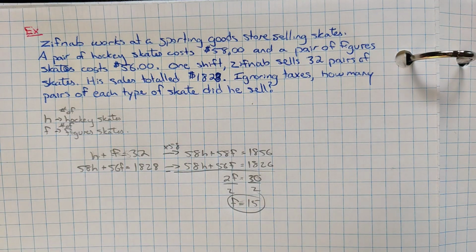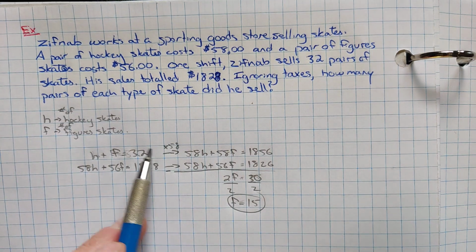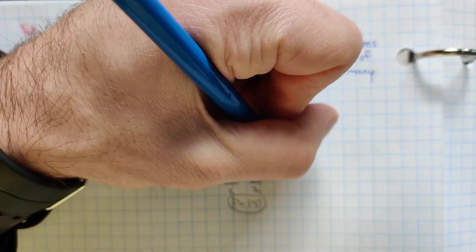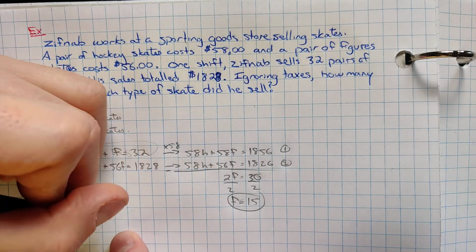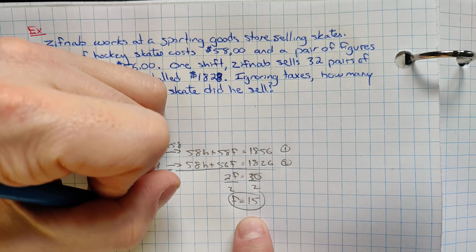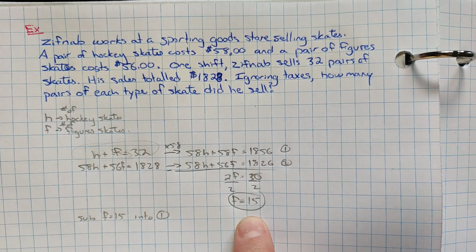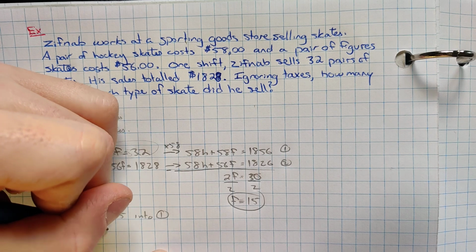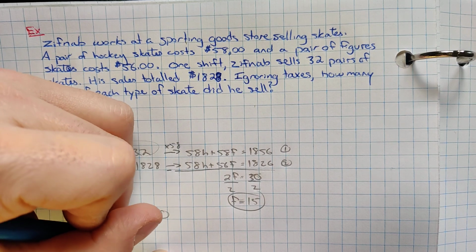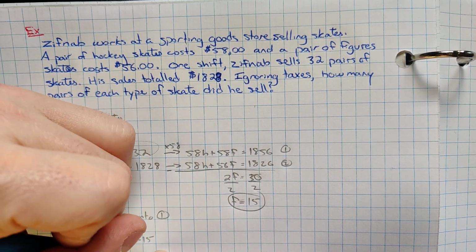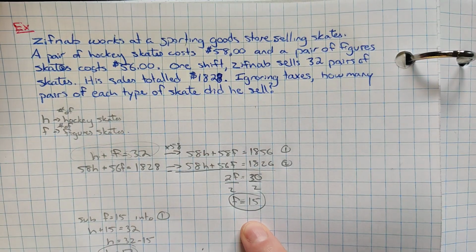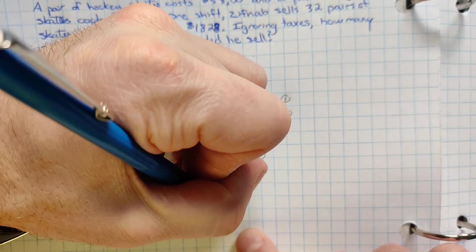So, Zifnab sold 15 pairs of figure skates, and then I'm going to go back to this original equation here, H plus F equals 32. So this was equation 1, this was equation 2, and I'm going to sub that in. Sub F equals 15 into equation 1, the original equation. H plus 15 equals 32. H equals 32 minus 15. H equals 17. So, 17 pairs of hockey skates, 15 pairs of figure skates.